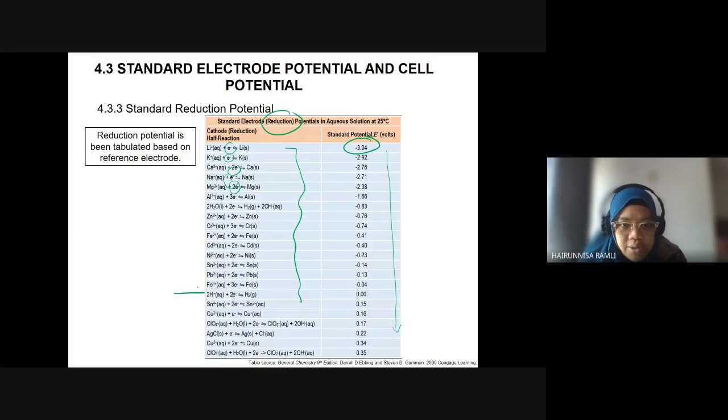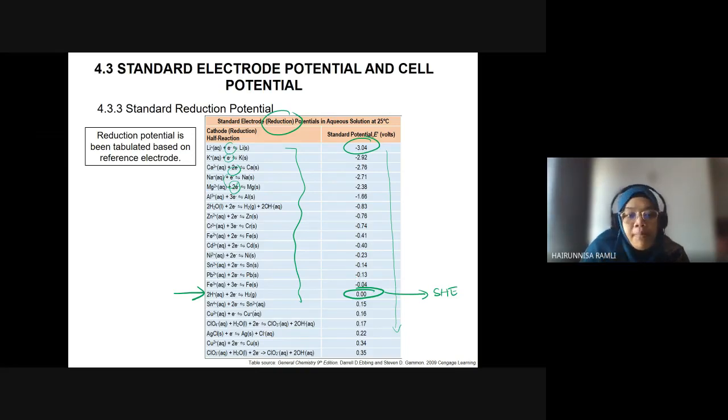Hydrogen. This one. 2H plus kepada 2 electron, plus 2 electron, dia dapat H2 gas. So the value is 0. So this is your standard SHE yang selalu dipakai. So normally, atas pada hidrogen selalunya lebih mudah oxidize, bawah pada hidrogen selalunya lebih mudah reduce. Tapi kita tak boleh juga guna terms tu.